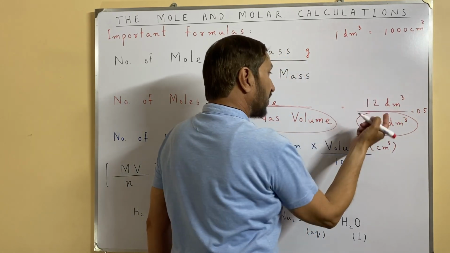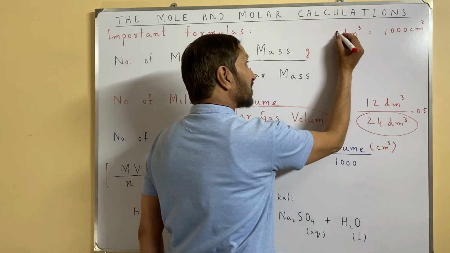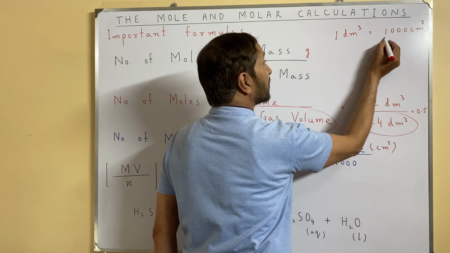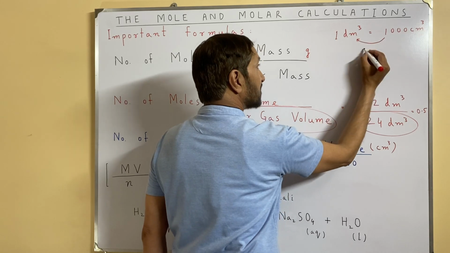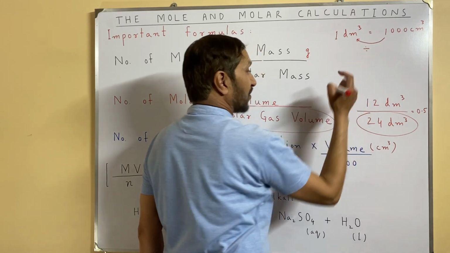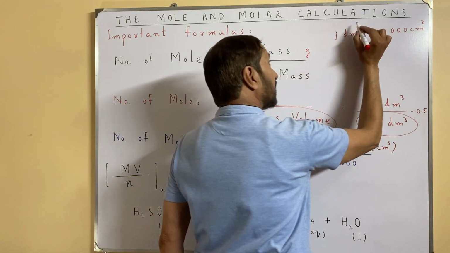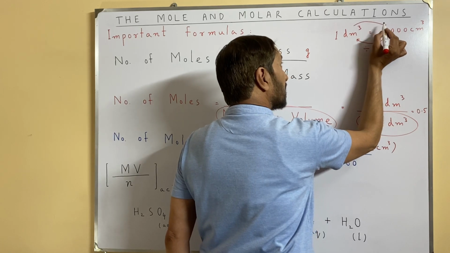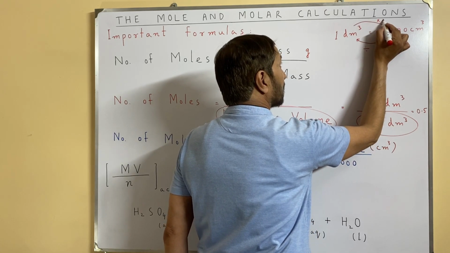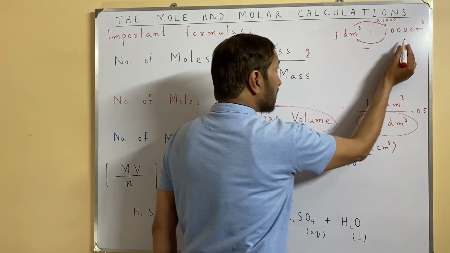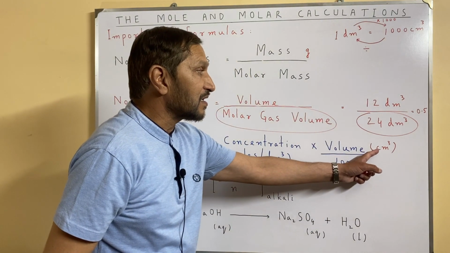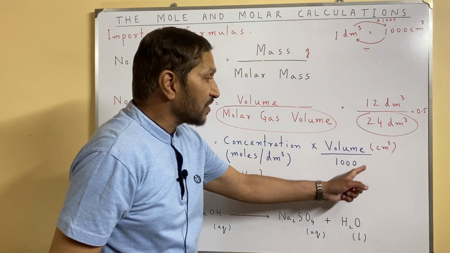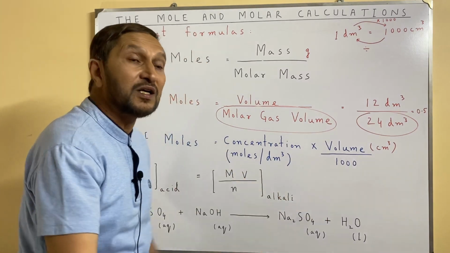So if we are converting centimeters into decimeters, we will divide by 1000. And if we are converting decimeters into centimeters, we will multiply by 1000. So here we are dividing by 1000 because a cubic centimeter is a smaller value, so we divide by 1000 to convert it into cubic decimeters.